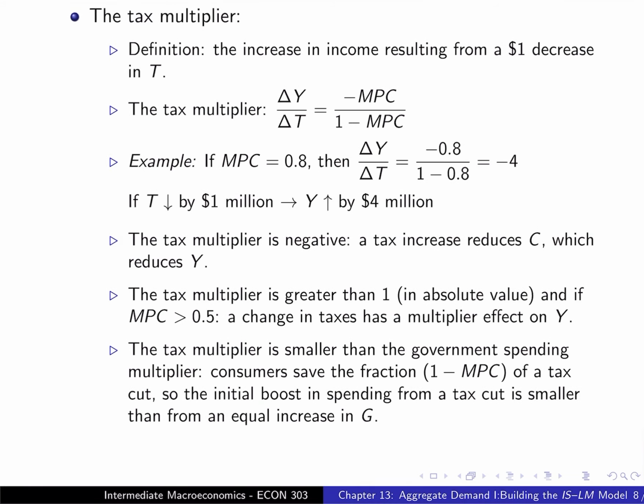The tax multiplier is greater than 1 in absolute value if MPC is greater than 0.5. It shows that a small tax cut can lead to a larger increase in income due to the chain reaction in spending. However, it is smaller than the government spending multiplier because people save part of the tax cut, 1 minus MPC. So a tax cut leads to less immediate spending than a direct increase in G.